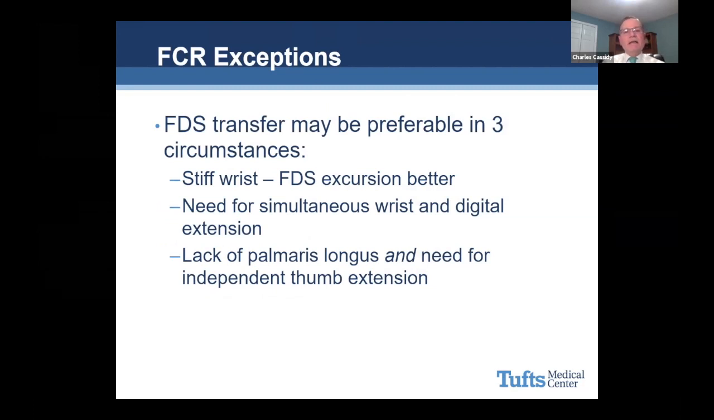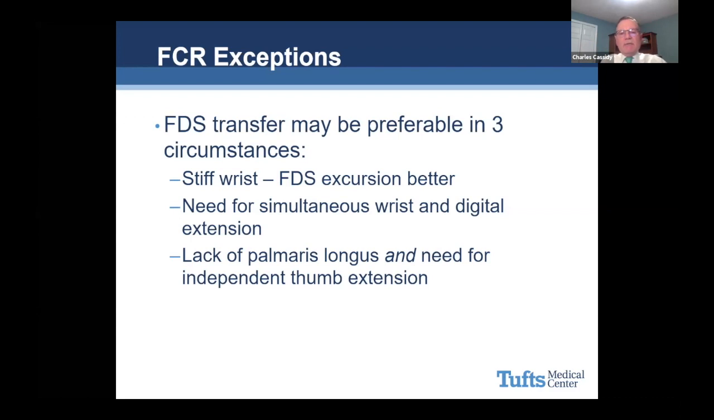With that in mind, the FDS transfer may be preferable in 3 circumstances. So for example, if you had a wrist fusion and you did an FCR transfer, you wouldn't miss the FCR, obviously, because your wrist is fused, but you would have difficulty. Either it would be tight and you'd have trouble making a composite fist, or you'd have an extensor lag because it doesn't give you enough total excursion. You need 5, you only get 3 unless you have the wrist.